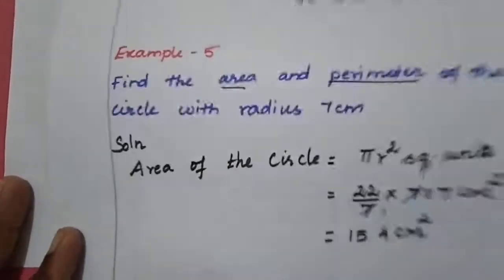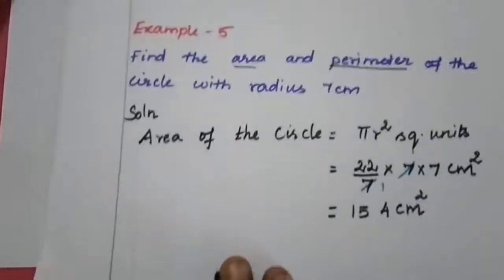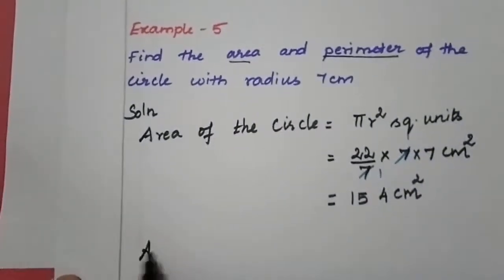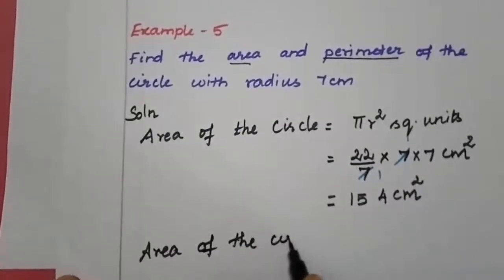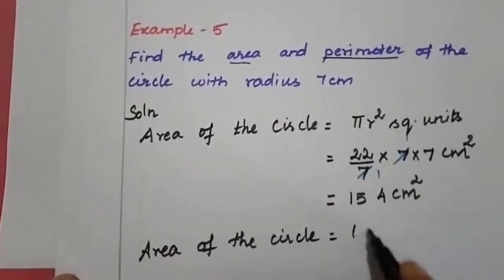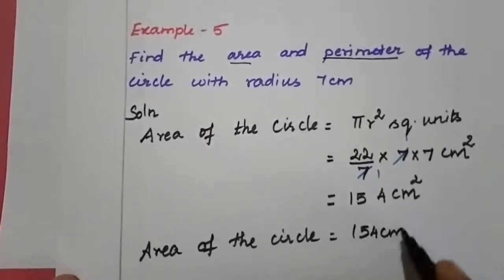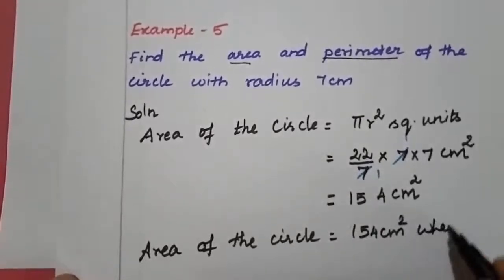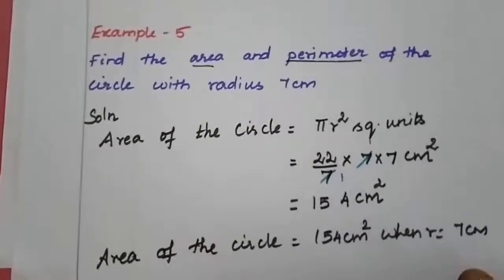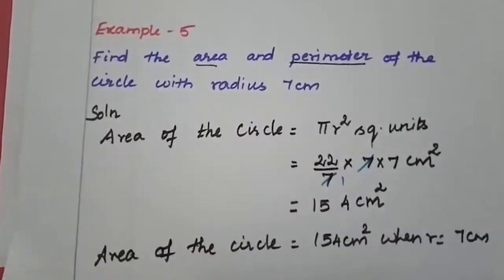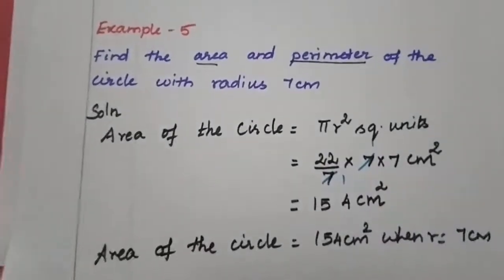So area of the circle is equal to 154 centimeter square when r is equal to 7 centimeter. Is it clear? Yes. The question, they ask you to find the perimeter of the circle also. Now let us find the perimeter of the circle.